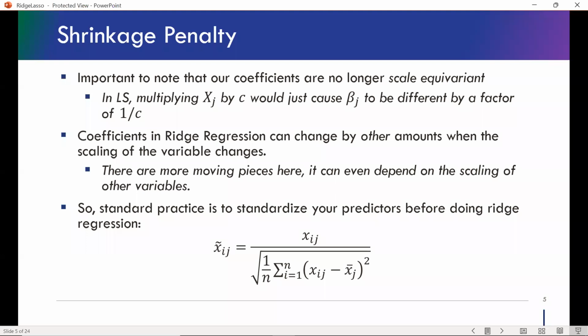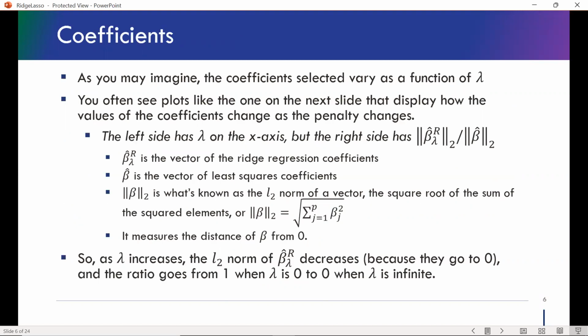Because after this standardization, all your standardized predictors would have the same variance being 1. Okay, so we will do the standardization first and then do the ridge regression. So let's talk about the coefficients a little bit, like how it looks.